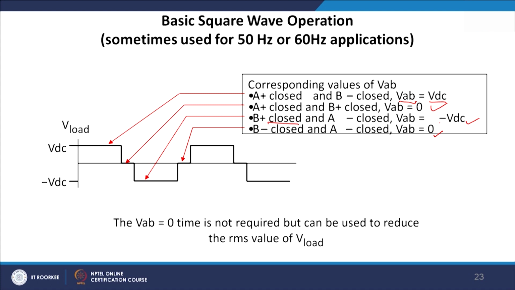So, what we can say, why do you require a 0 voltage? Because to match the volt-area criteria. So, this is basically used to reduce the RMS value of the applied voltage.